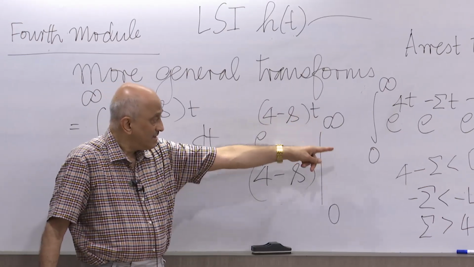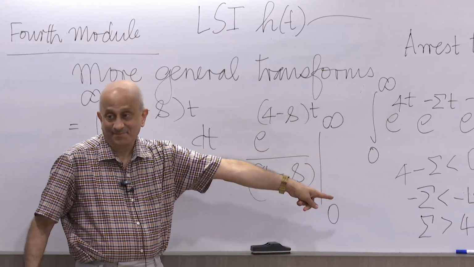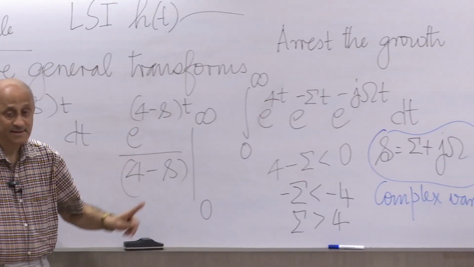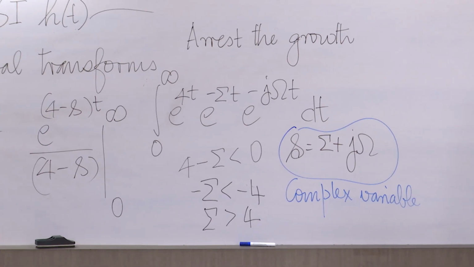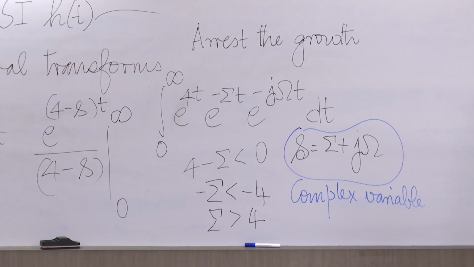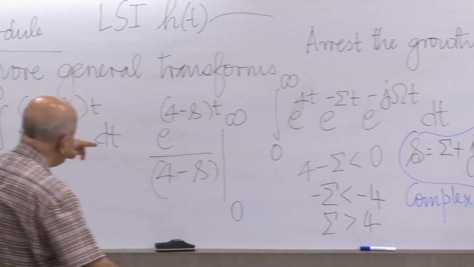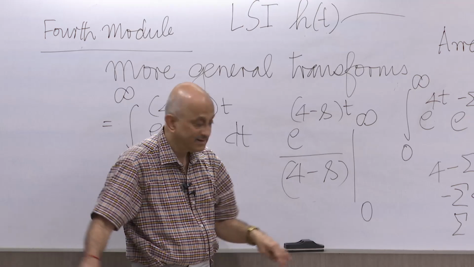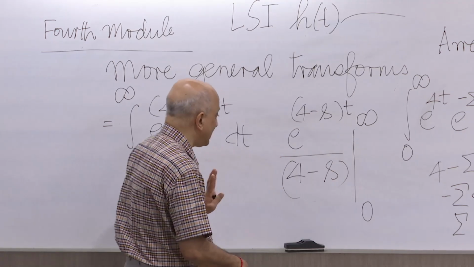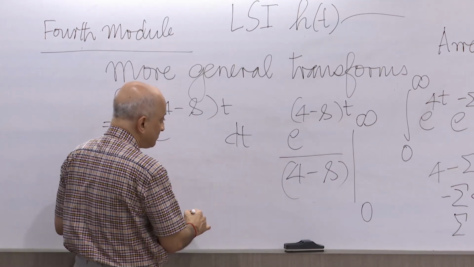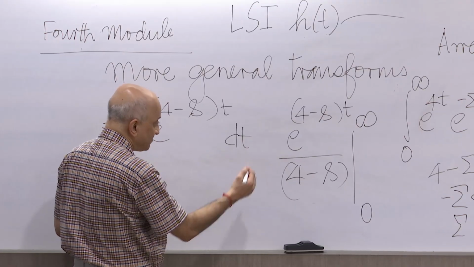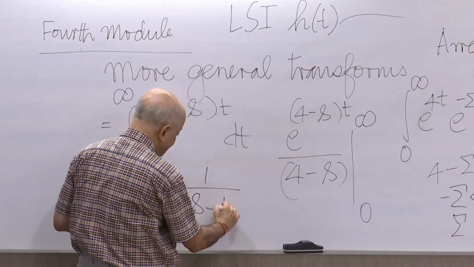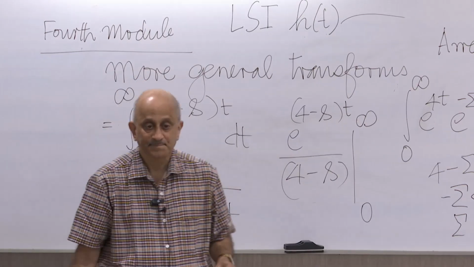If s obeys this, meaning sigma is greater than 4, then what do you have? You have e raised, so the upper limit at infinity, this must go towards 0 since it's an exponentially decaying waveform, provided you have obeyed that requirement. And then at 0, of course, it becomes simply 1, and therefore this becomes 1 by s minus 4.